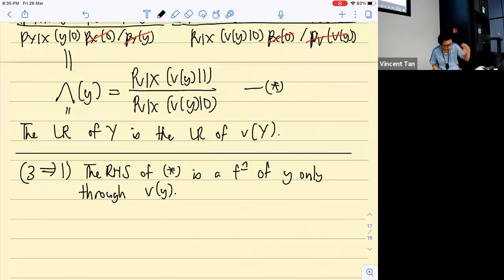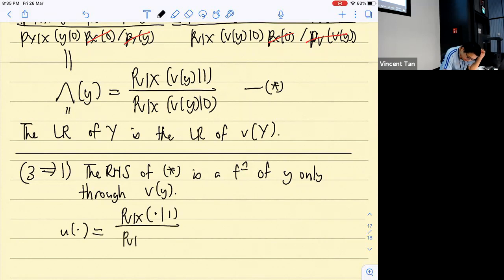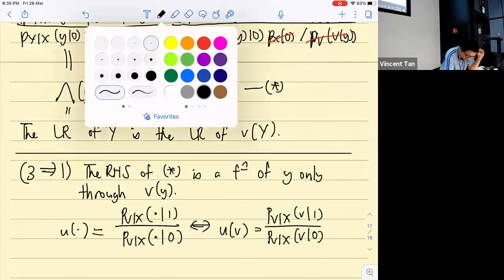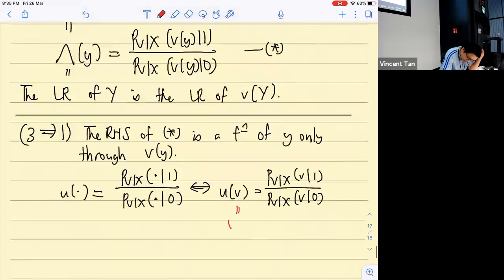That's if I can find a u so that I can go backwards. So here is the u that I will choose. U dot is equal to p of b given x dot given 1 over p of b given x dot given 0. If you're not comfortable with dot, u of v is equal to, I choose it this way, p of v given x, v given 1 over p of v given x, v given 0. And if you are still not comfortable, you can replace the v here with vy.